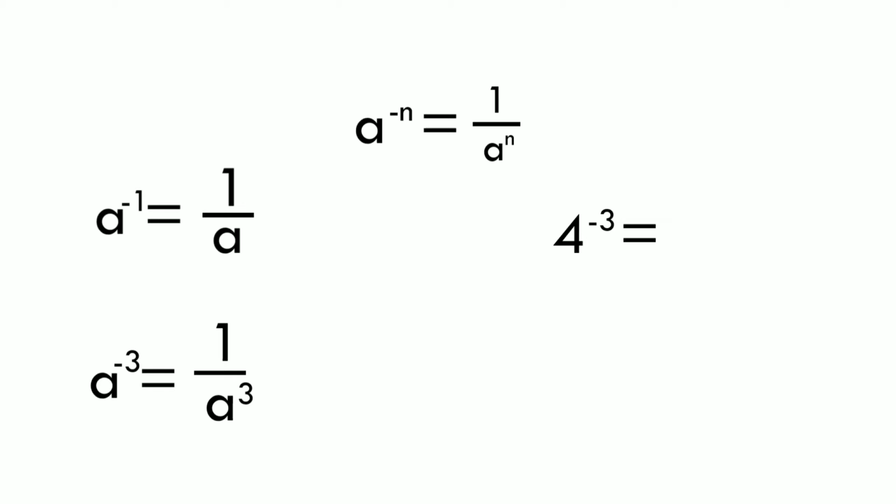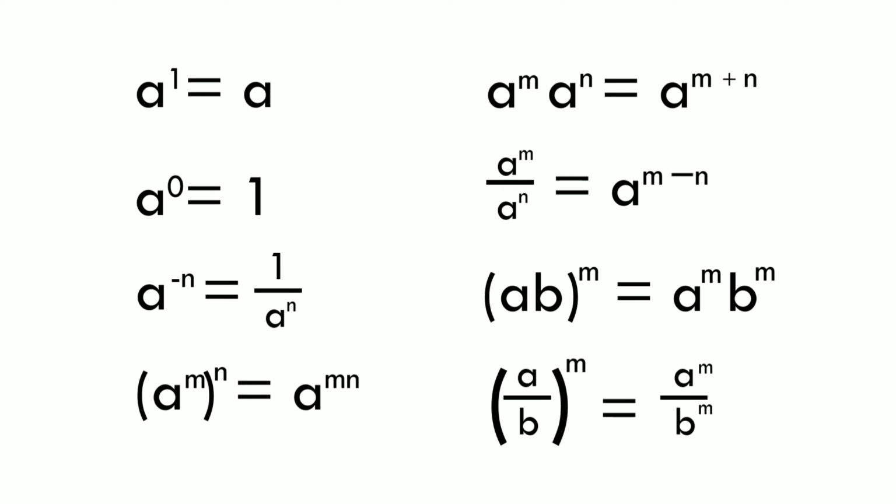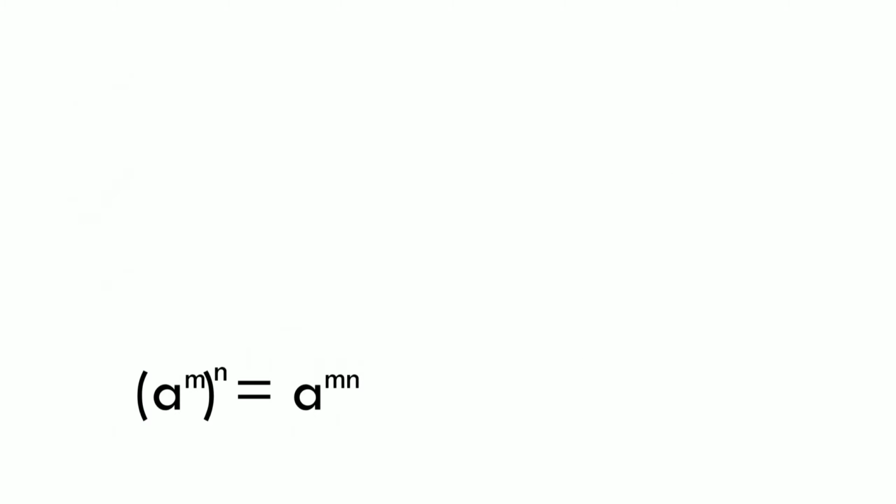Here's another example. 4 raised to the power of negative 3. By the law of exponents, that's just 1 divided by 4 raised to the power of positive 3. If I have 7 raised to the power of negative 5, then by the law of exponent, that's just equal to 1 over 7 raised to the power of 5. Now, we are done with the first 3 laws. Let's proceed to the fourth one.